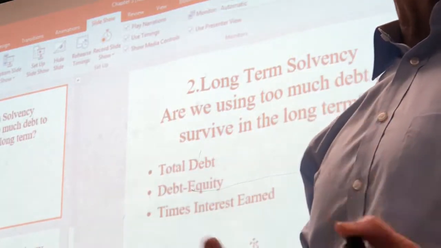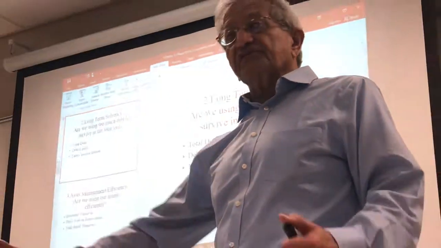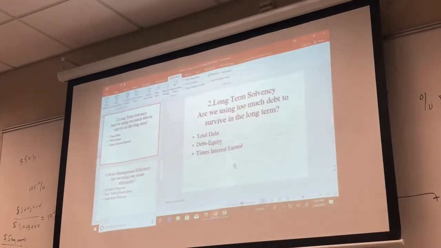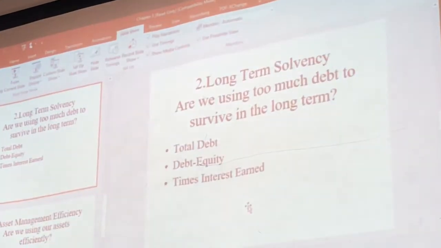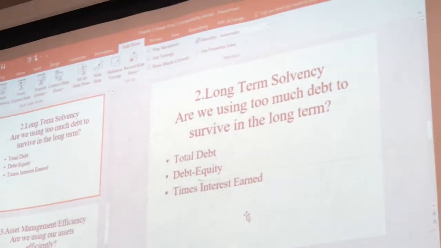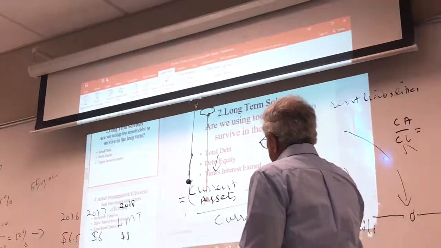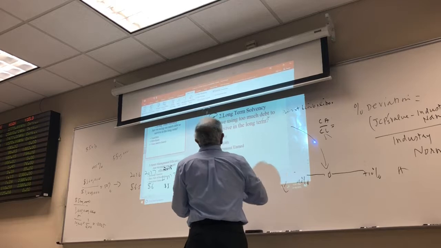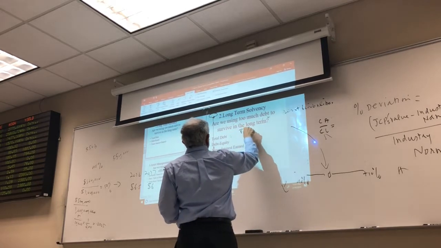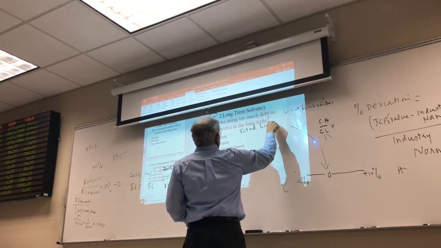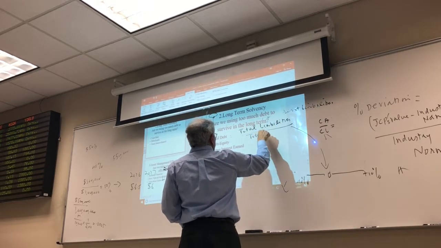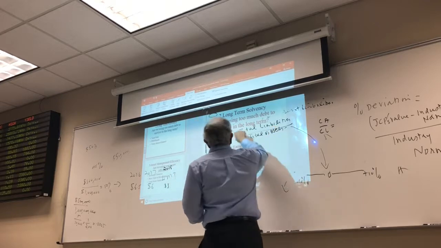The problem may not be immediate, the problem may not be today, but in the long run, next few months, next few years, that's what we're talking about. So the first ratio is called the total debt ratio. The formula of this total debt ratio is total liabilities divided by total assets. And this is total debt.